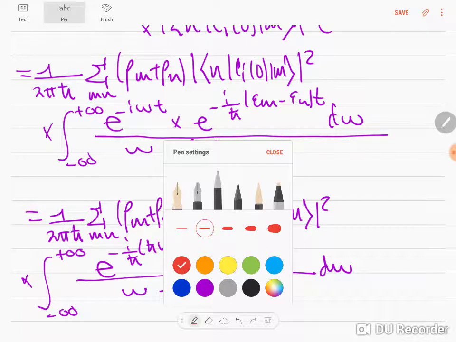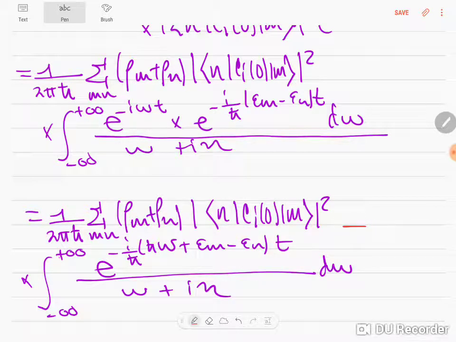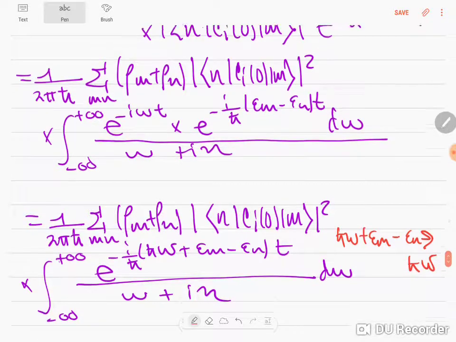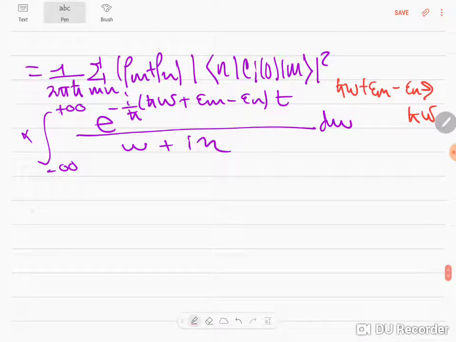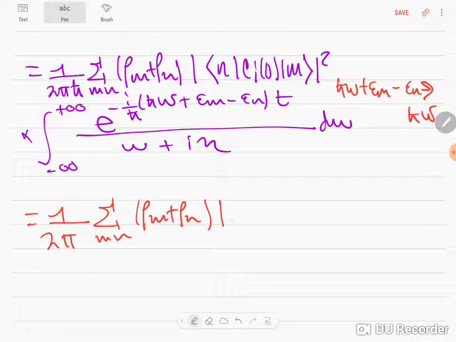And then here we made the following change of variable. If we have h bar omega plus em minus en go to h bar omega, so what will happen is the following, is that our new representation looks like 1 over 2 pi summation over mn. I will tell you what I did with the h bar, rho m plus rho n, the sandwich between the bra n and ket m of ci of 0. See? So then all of that square, which makes it again a probability. Then this integral now looks like this.